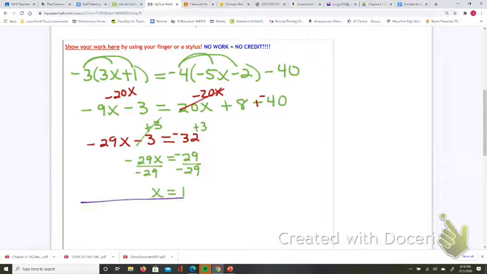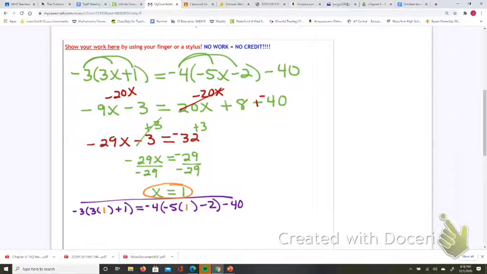Okay, now we need to do our check. So when we do our check, we rewrite the original equation. But when we get to the x, we put parentheses. So we have negative 3, open parenthesis, 3, parenthesis, parenthesis, plus 1 equals negative 4, open parenthesis, negative 5, parenthesis, parenthesis, minus 2, close parenthesis, minus 40. Now, what number do I put in that parenthesis? Well, if I look back, didn't I get 1 for my answer? So I put 1 there and I put 1 there.